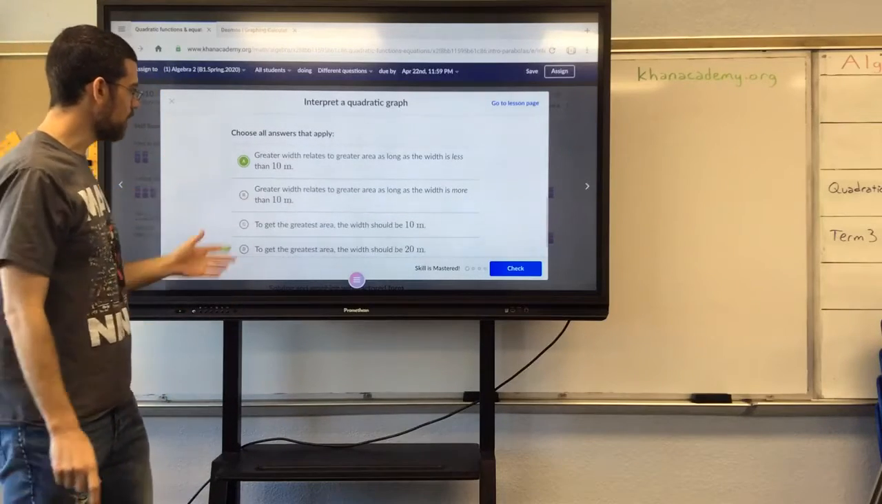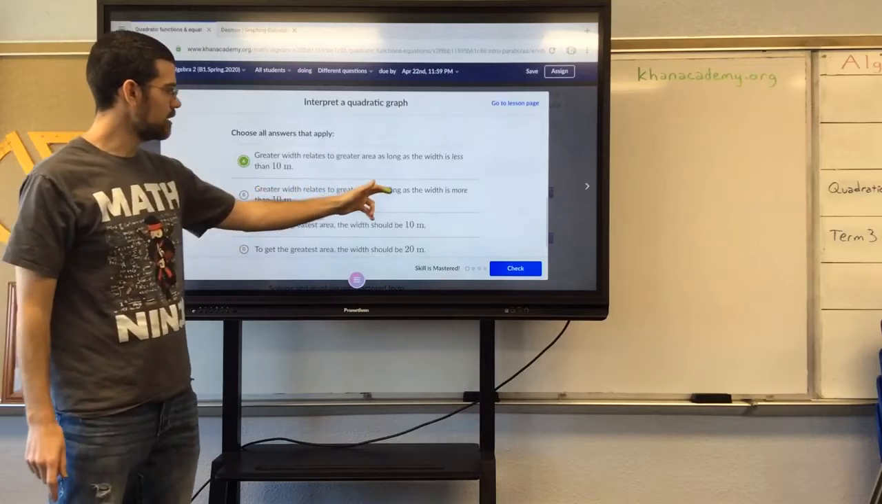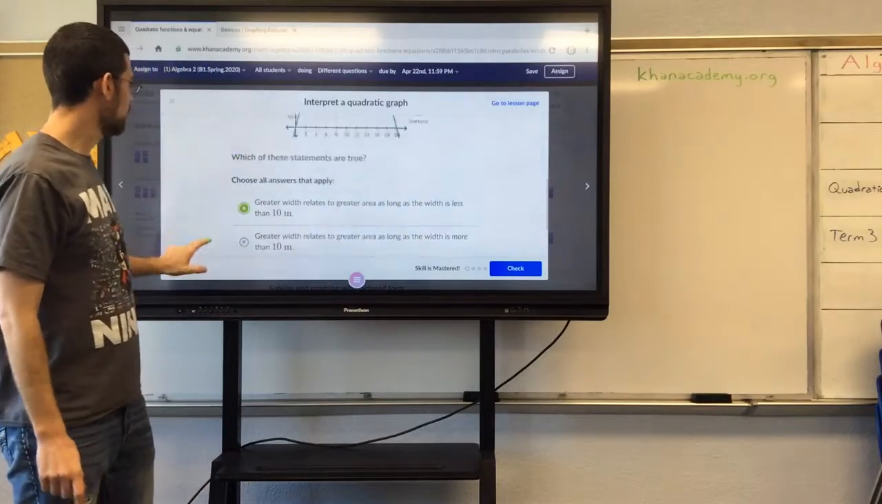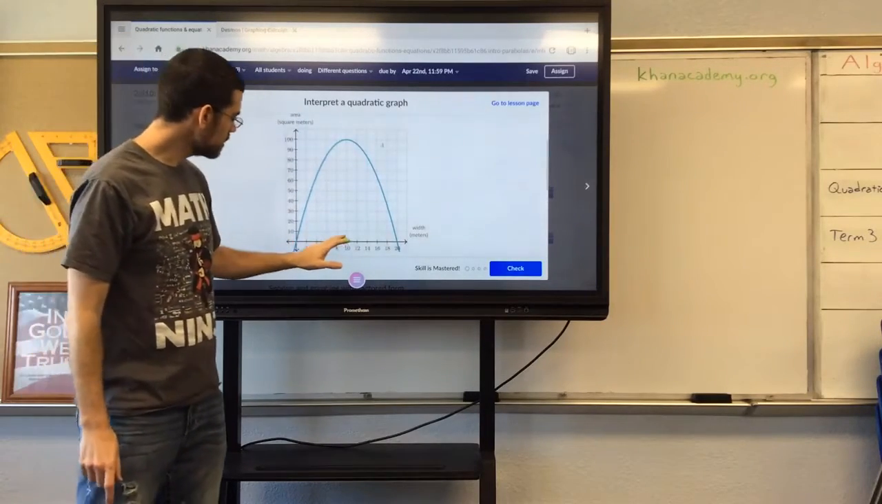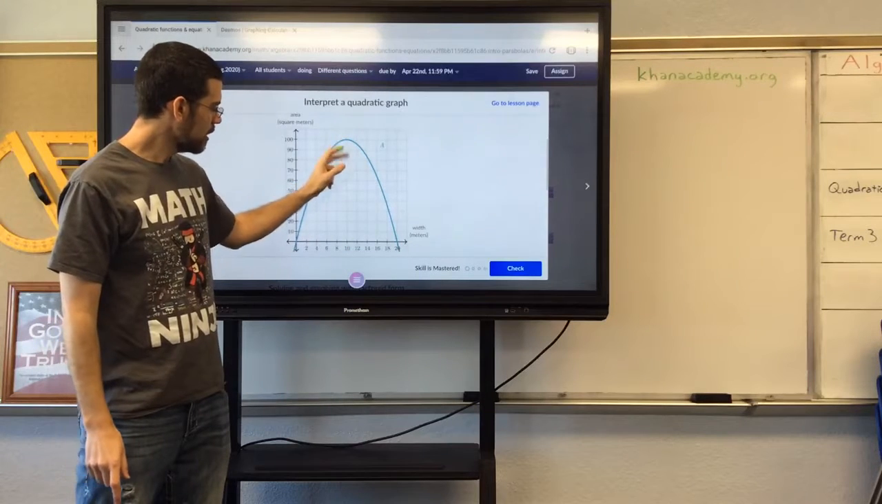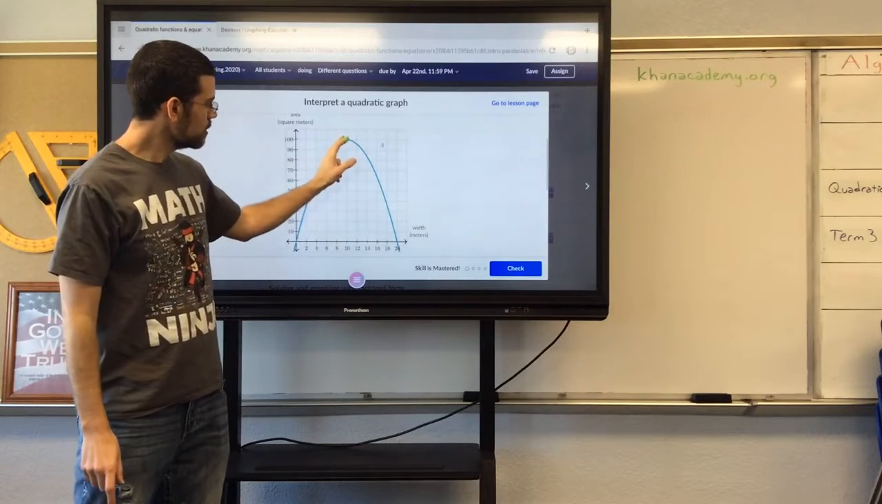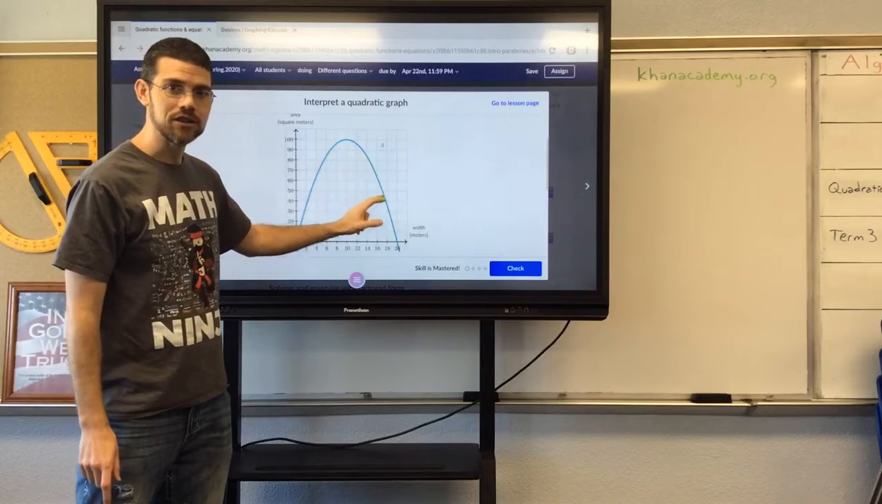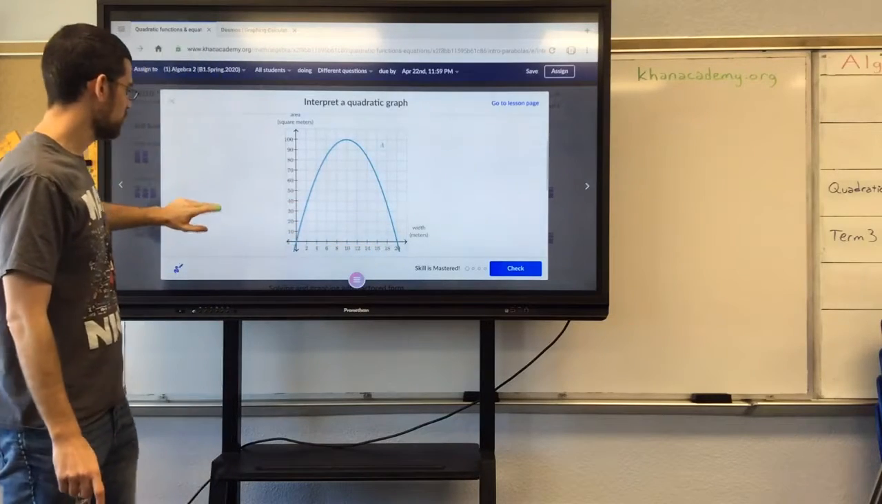Let's look at the next one. Greater width relates to greater area as long as the width is more than 10. Well, once I get to 10, I'm at my max, and if I increase the width, this graph shows that my area is decreasing. So that's false.